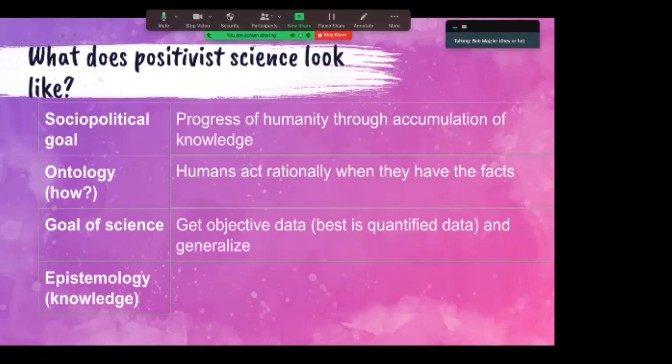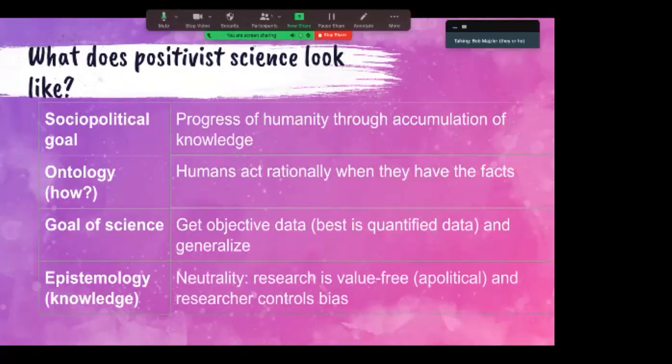And so much of science is the creation of these scientists, this idea of the scientist as neutral and objective, and this idea that science can produce data that is neutral and objective. And I'll get to that in the next slide, actually.